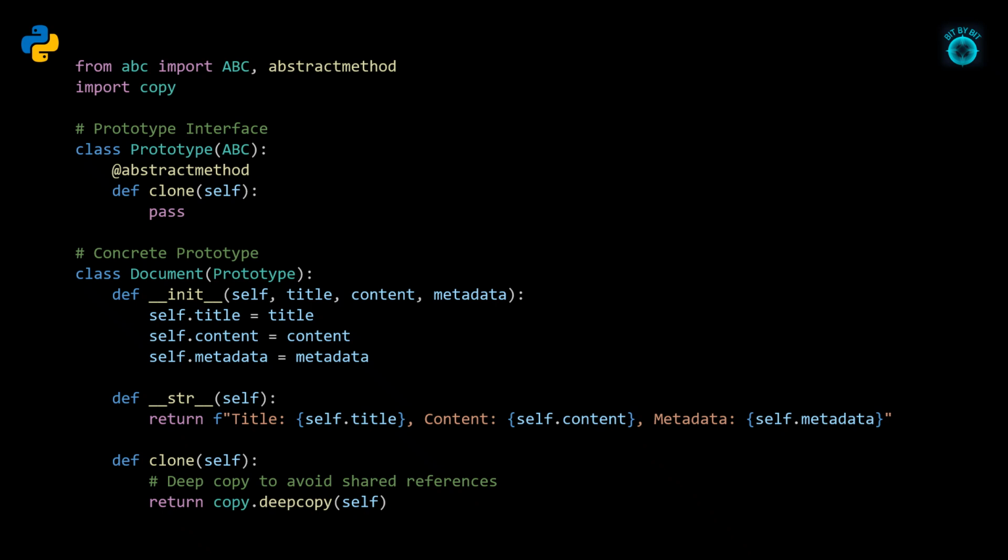The key part of this class is the clone method. Instead of using the copy module directly from the outside, we encapsulate the copying behavior inside the class itself. Here, we use deep copy to make sure we get a full clone, including nested structures like the metadata dictionary. This makes the object self-cloning, which is a core feature of the prototype pattern.